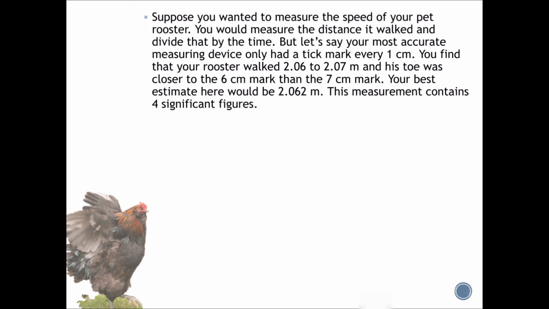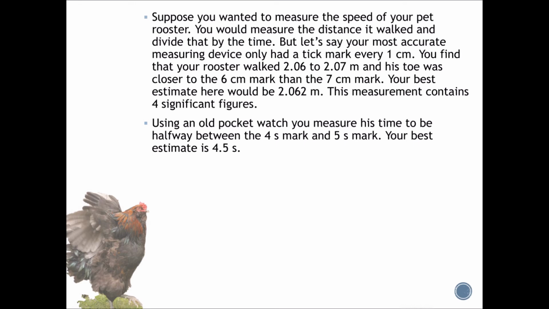Let's try a problem. Suppose you wanted to measure the speed of your pet rooster. You would measure the distance it walked and divide that by the time it took to go that distance. So let's say your most accurate measuring device only had a tick mark once every centimeter, meaning it didn't have the little millimeter marks. You find that your rooster walked 2.06 to 2.07 meters, and his toe is closer to the 6 centimeter mark than the 7 centimeter mark. That means you can estimate in between and say it's approximately 2 millimeters. So this measurement is going to contain 4 significant figures.